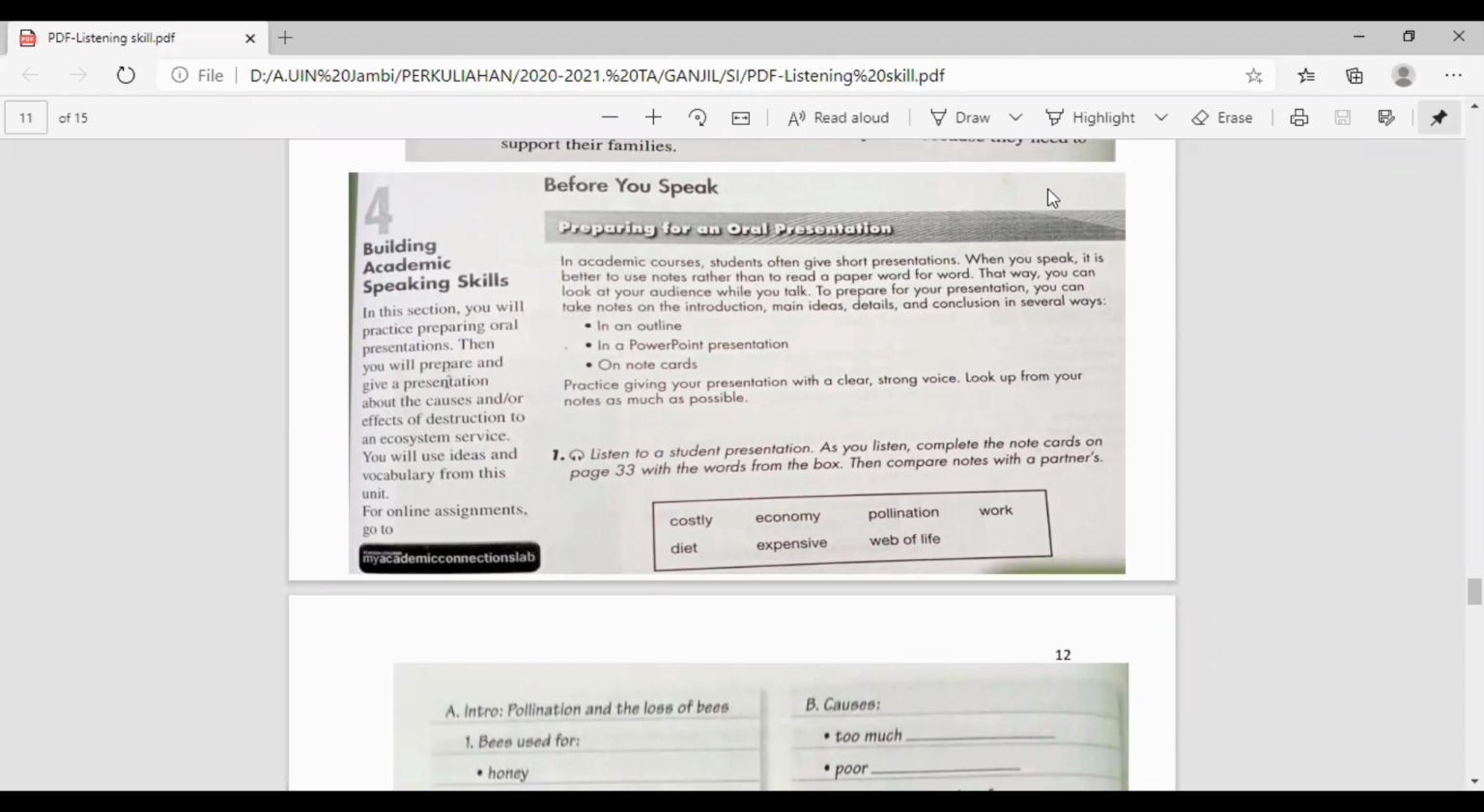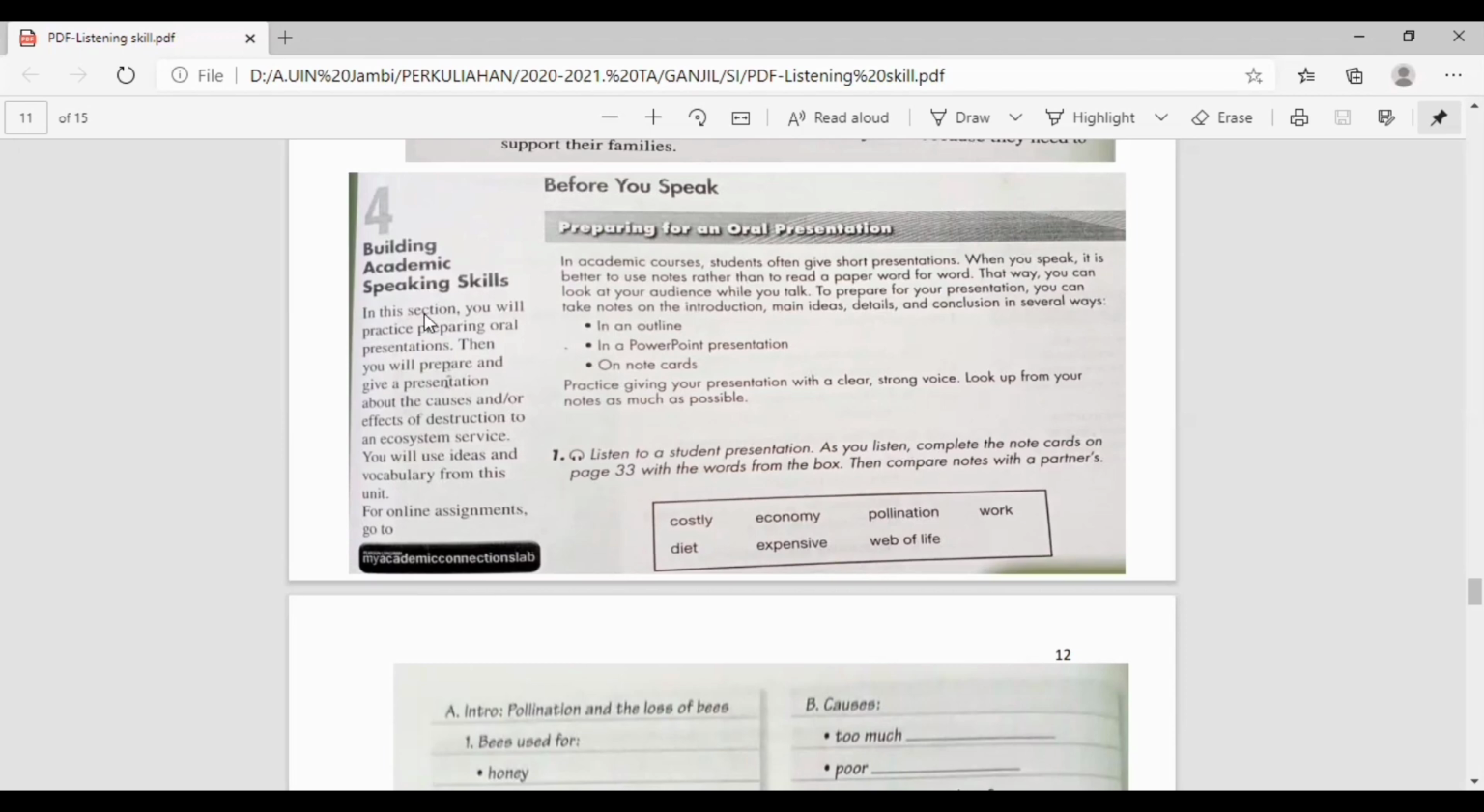Okay guys, in this section, you will practice preparing an oral presentation. At the end of this meeting, you will have to create a video showing you doing a presentation. But the presentation is not like what you did in class. You have to show the outline first to the camera and then you sit down and present your presentation only by using the outline.